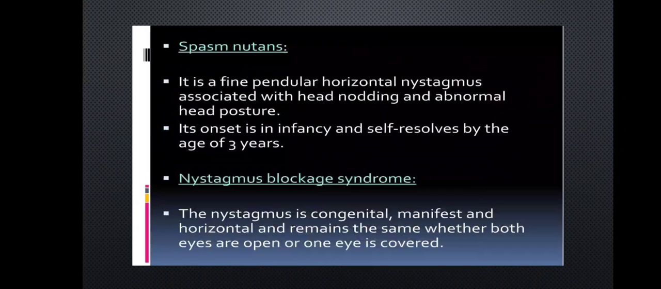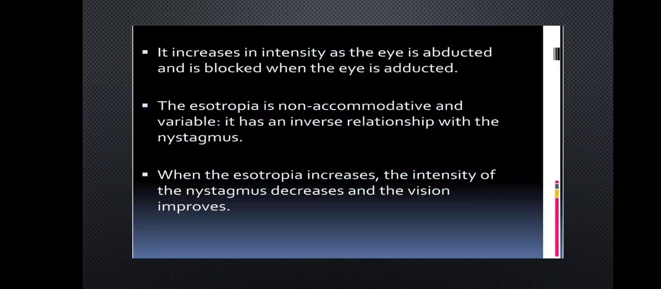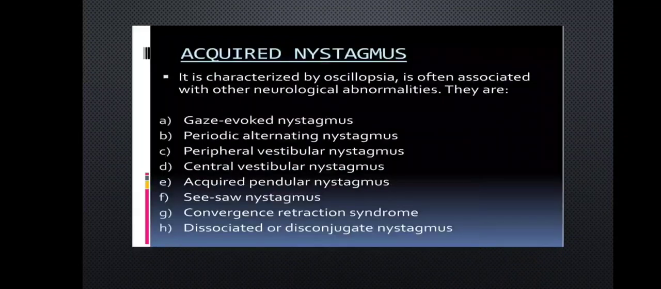The next one is nystagmus blockage syndrome. The nystagmus is congenital, manifest and horizontal, and remains the same whether both eyes are open or one eye is covered. It increases in intensity as the eye is abducted and it is blocked when the eye is adducted. The esotropia is non-accommodative and variable. It has an inverse relationship with the nystagmus: when the esotropia increases, the intensity of the nystagmus decreases and the vision improves.